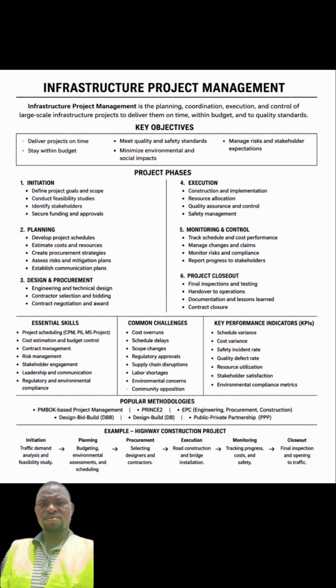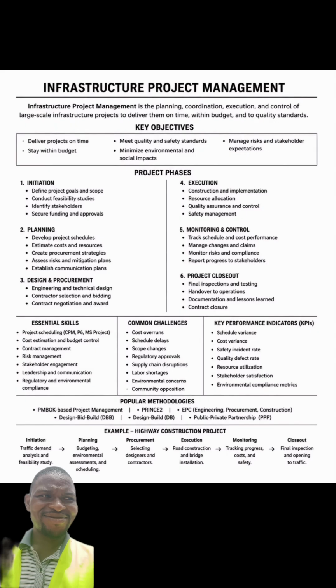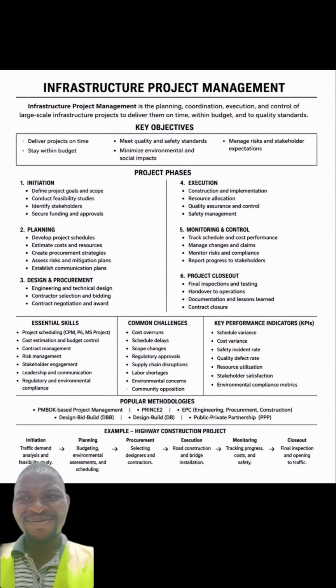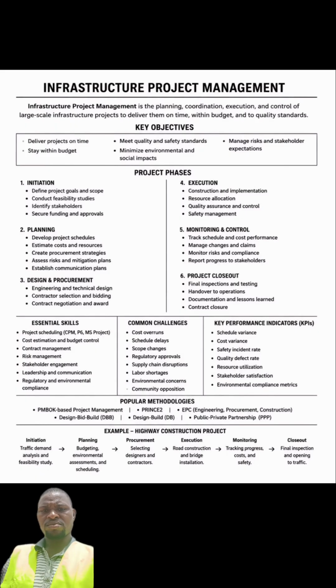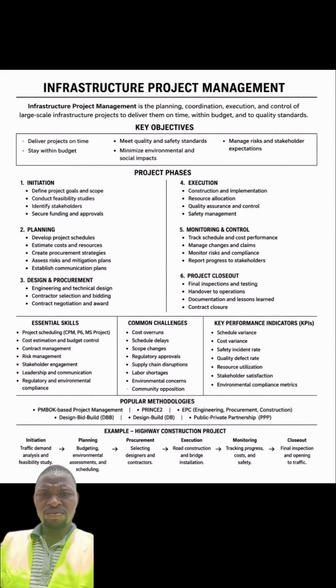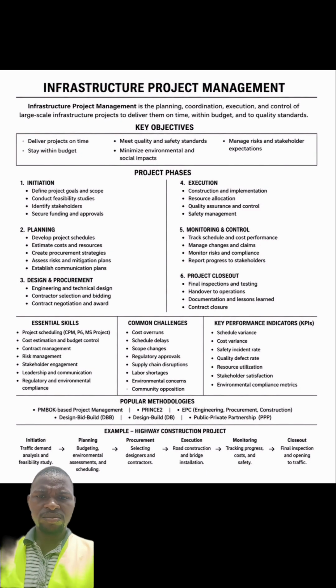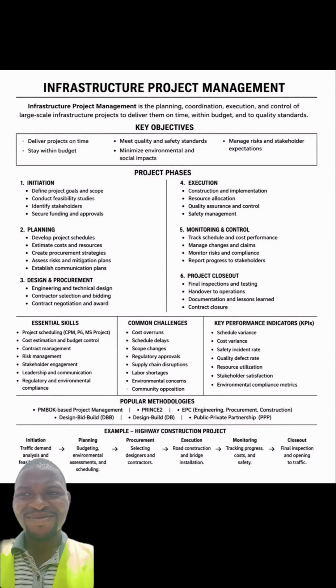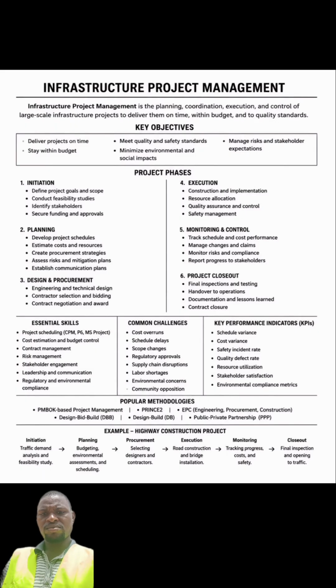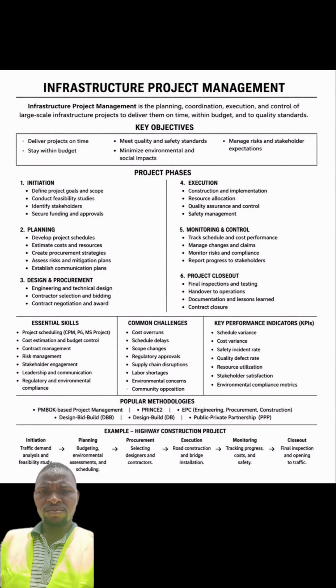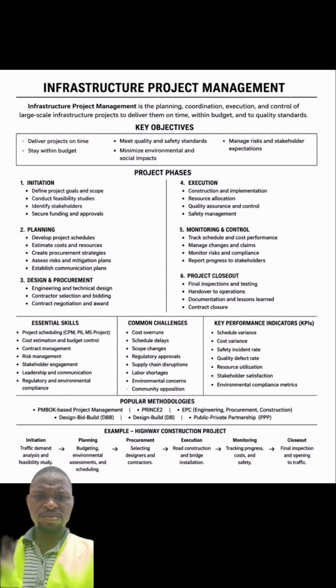And we have key performance indicators, the KPIs. So for your key performance indicators, for road designs, we have the international roughness index, which is the IRI. Then we have PCI, that is the pavement condition index. So basically for road design, you use these indexes to check for your key performance indicators. But here we have schedule variance, we have the cost variance, then we have safety incident rate, then we have quality defect rate, resource utilization.